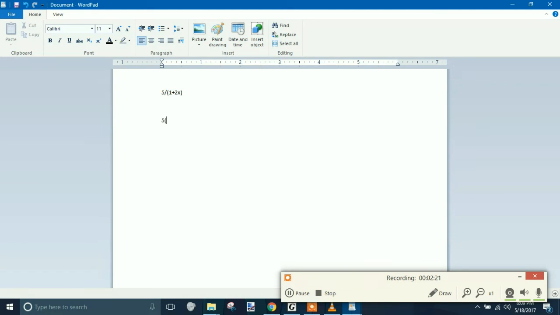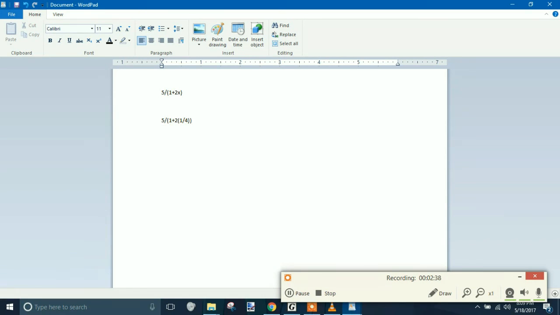So that's going to be 5 divided by 1 plus 2 times 1 divided by 4. And I'm simply going to just throw this into the calculator very quickly because I am tired and don't want to be doing this video right now.